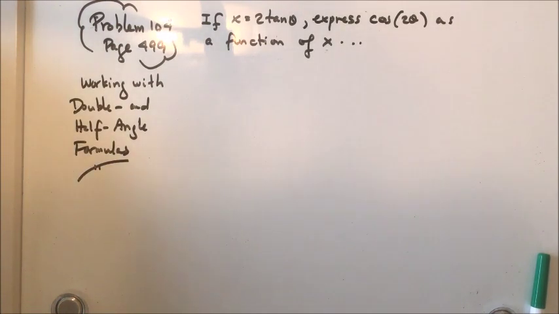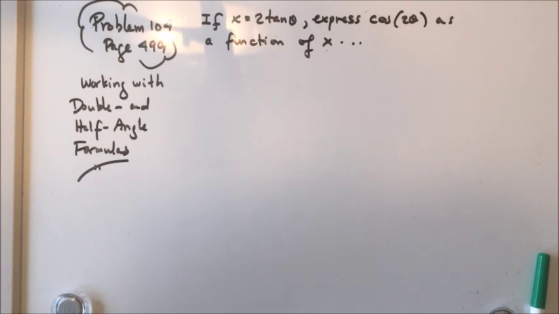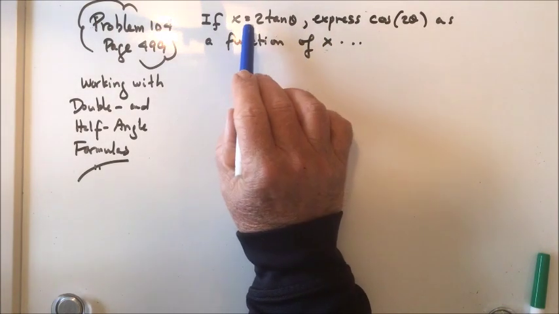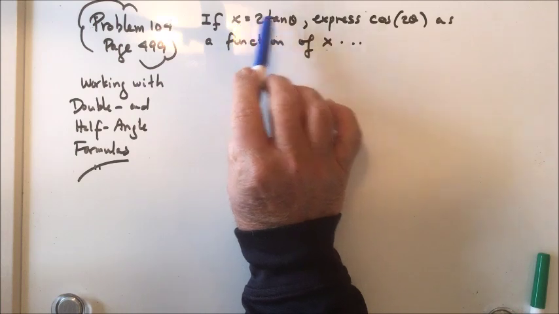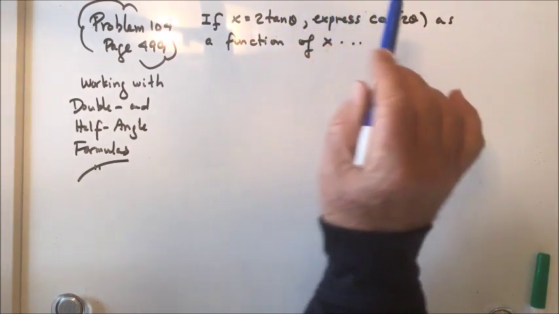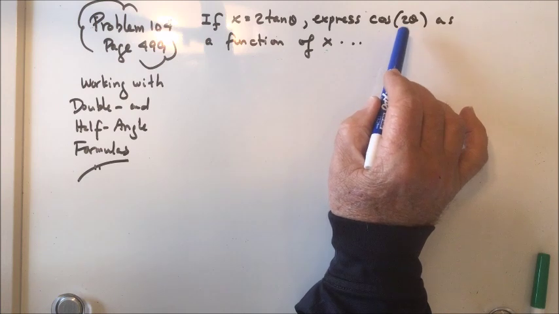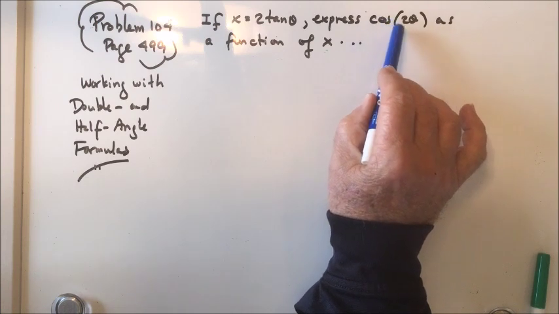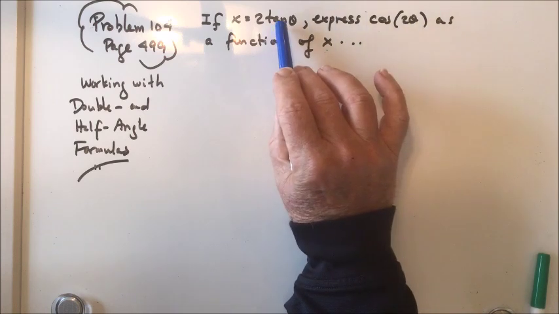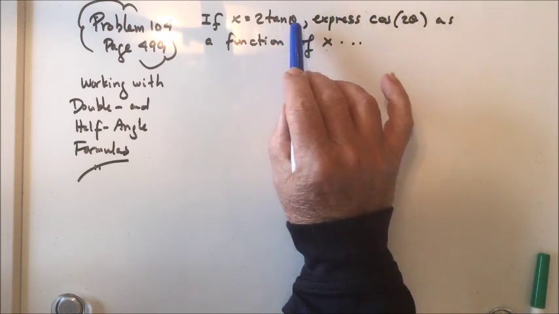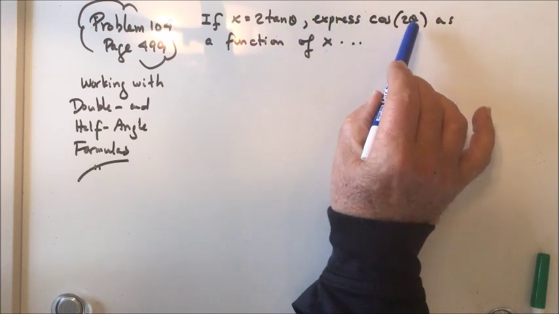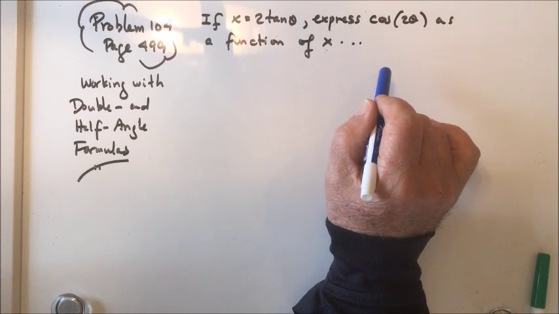And this problem says if x is equal to 2 times tangent theta, express cosine of 2 theta as a function of x. So if we can just get our heads around what this question is asking, it'll certainly help going forward. It'll kind of suggest what we ought to do. So here's a relationship between x and a function of theta. This wants you to find a relationship between x and this function of 2 theta. Different functions, tangent in this case and cosine in this case, but notably different arguments, theta in this case and 2 theta in this case.